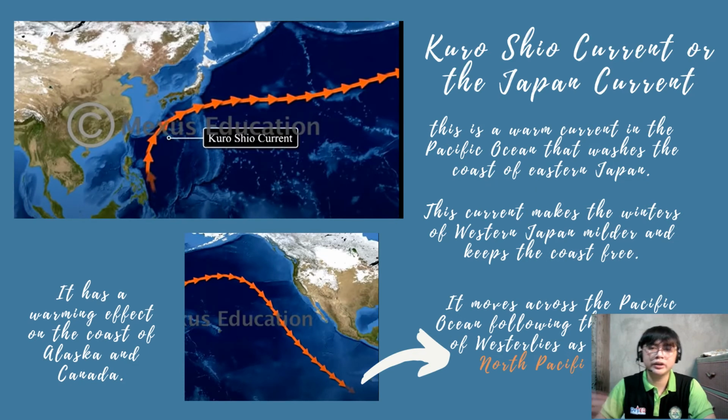The other one is the Kuroshio Current or the Japan Current. This is a warm current in the Pacific Ocean that washes the coast of eastern Japan. This current makes the winters of western Japan milder and keeps the coast ice free. It moves across the Pacific Ocean following the direction of the westerlies as the warm North Pacific Drift. So it has a warming effect on the coast of Alaska and Canada.